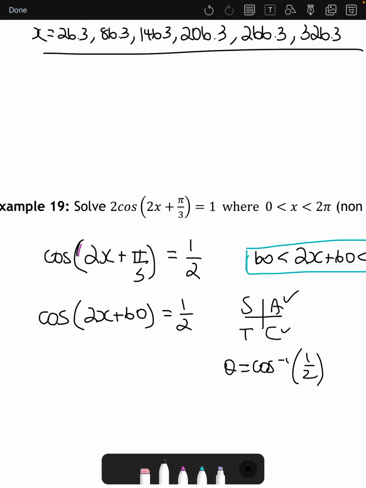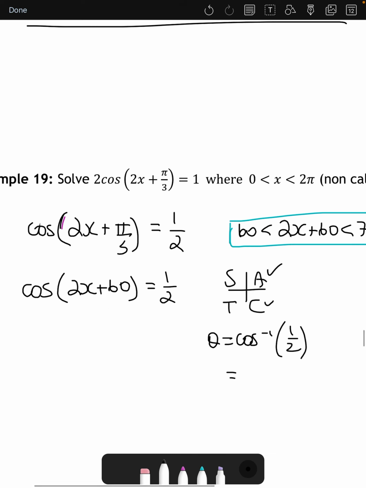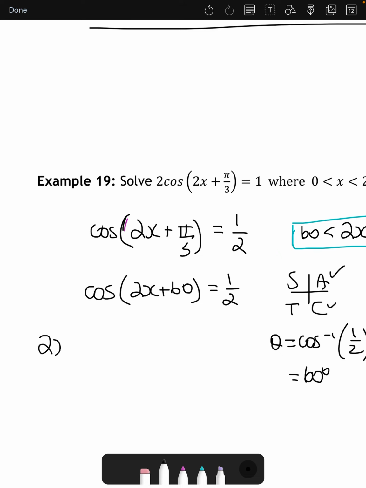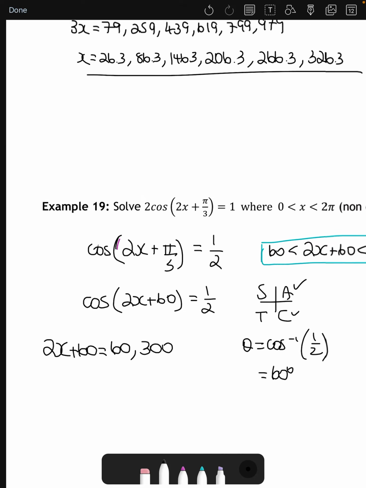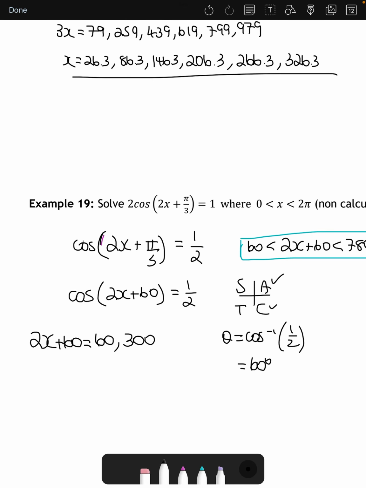We got half, which is 60. Okay, so what we got? So 2x plus 60 is 60. And 360 minus 60, which is 300. Now at this point, check your boundary. You can see that actually we're going between 60 and 720. So that 60 is actually not included. So we're going to score it out. We do need to still add 360 onto it.